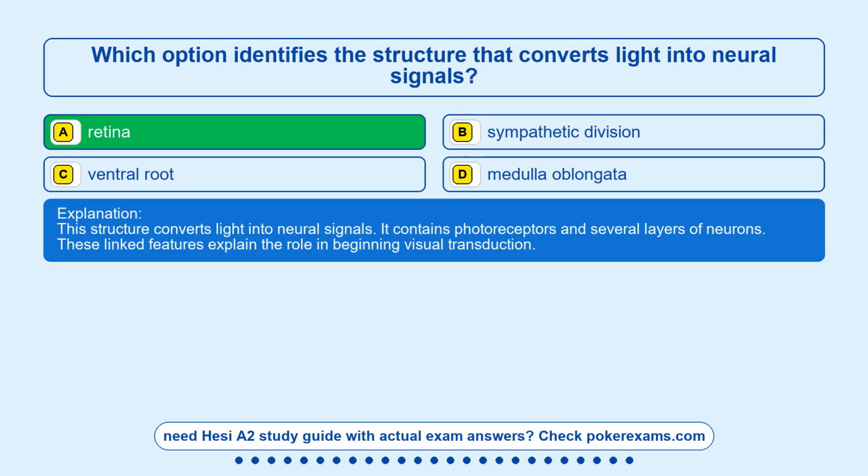This structure converts light into neural signals. It contains photoreceptors and several layers of neurons. These linked features explain the role in beginning visual transduction.